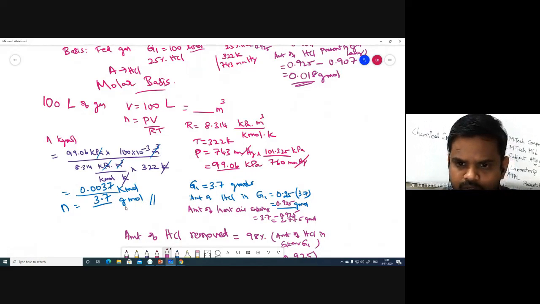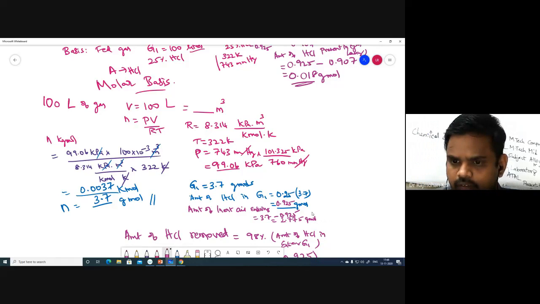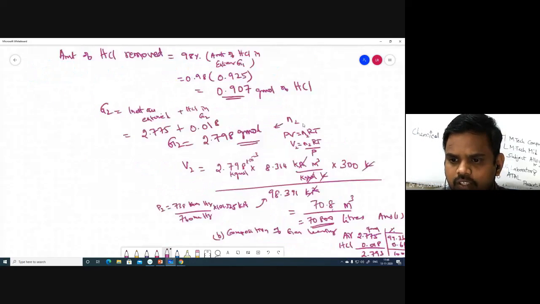So that gram moles contains 25% of HCl. So we determine the quantity of HCl in it. Then we have calculated it is 25%, so the remaining is inert air, 2.775. The same amount of air is leaving the gas system, right? So that way we have calculated, and we got the final answer for each case.